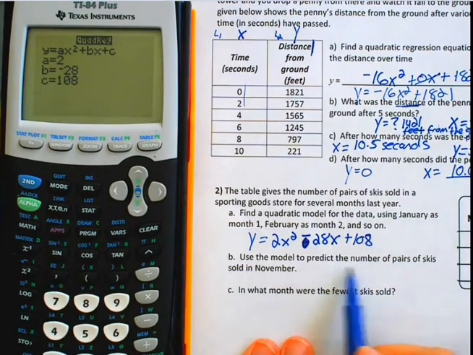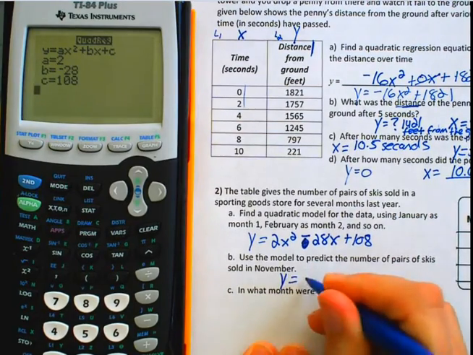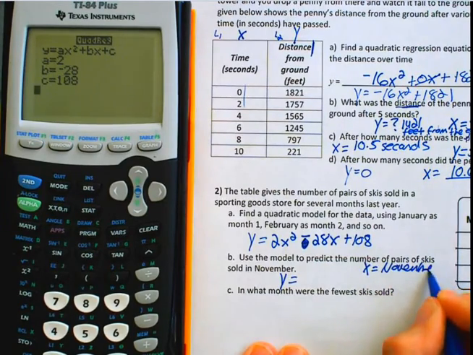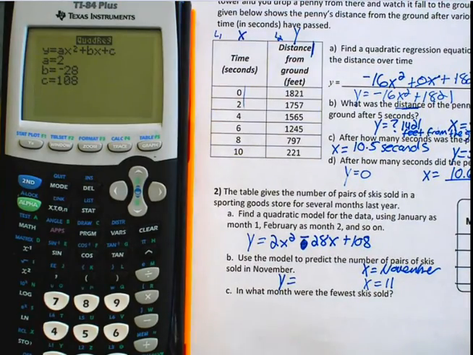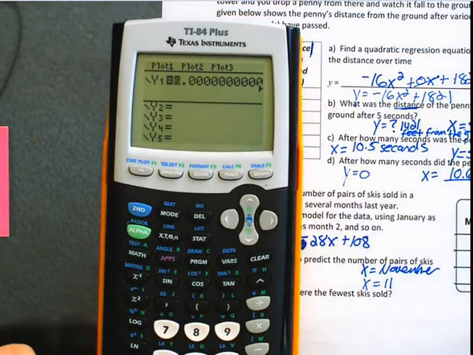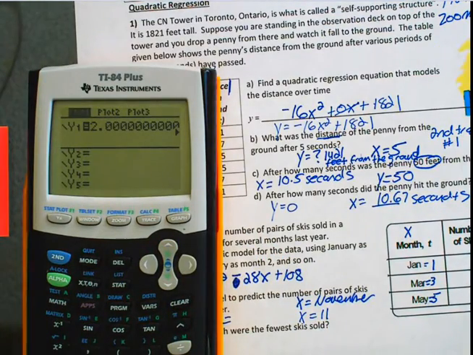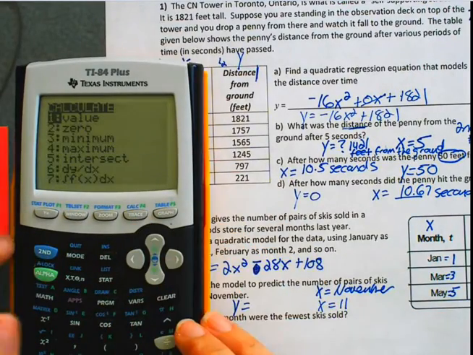Okay, it says use the model to predict the number of skis sold in November. So they want to know what y is. And they told me x is November. But remember, we can't put that into the calculator. So x being November means x equals 11, because that's the month of November. Okay, so now we're going to go to y equals. Notice that it pastes in our equation. However, we need to make sure our plot is on. Plot is on. And then this one they gave me x equals, so I know I can go to second trace. I'm going to do value.